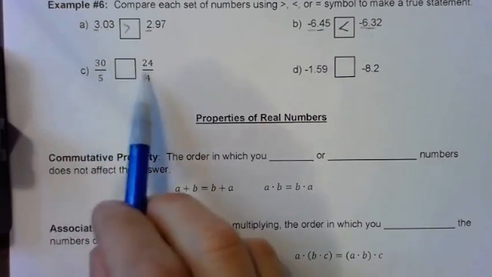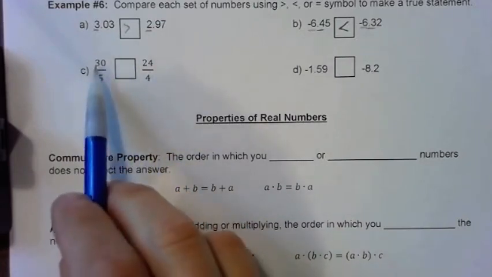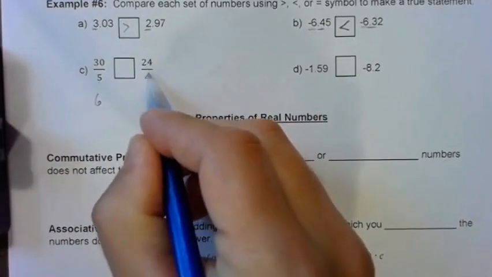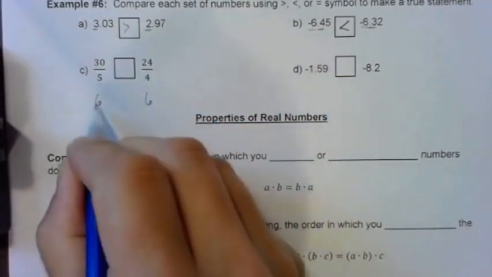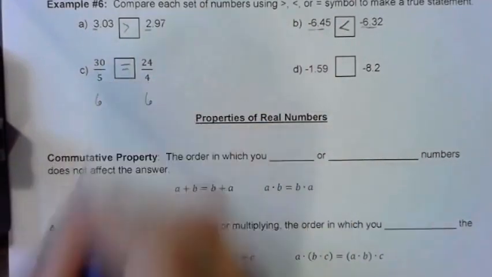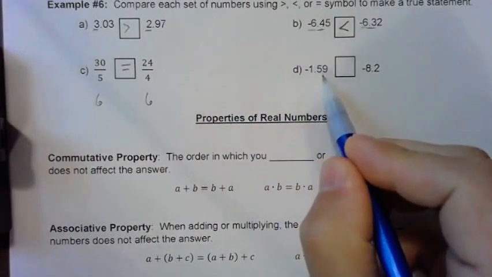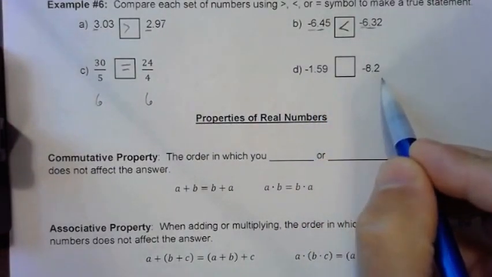If we figure out what those fractions are, that would help us out. 30/5, 30 divided by 5 is 6. 24/4, 24 divided by 4 is also 6. 6 is equal to 6. And then with letter D, -1 and 59/100 compared to -8 and 2/10.